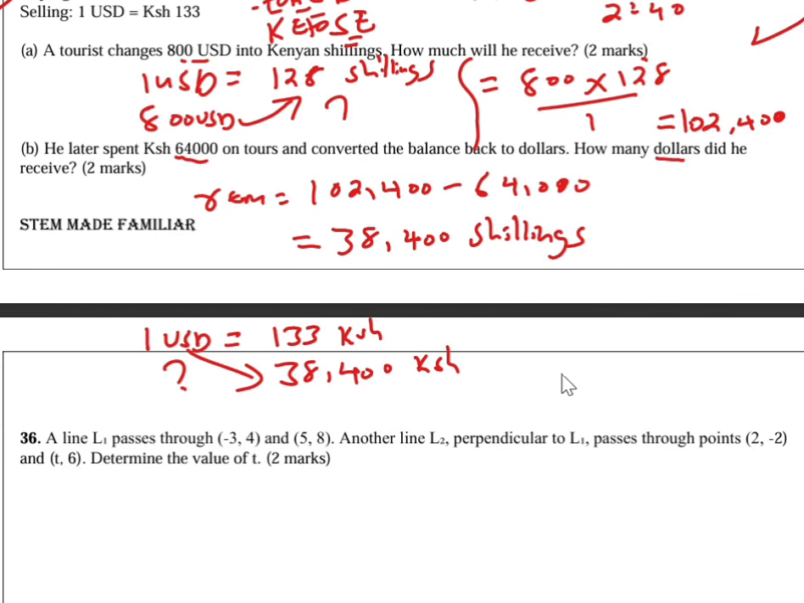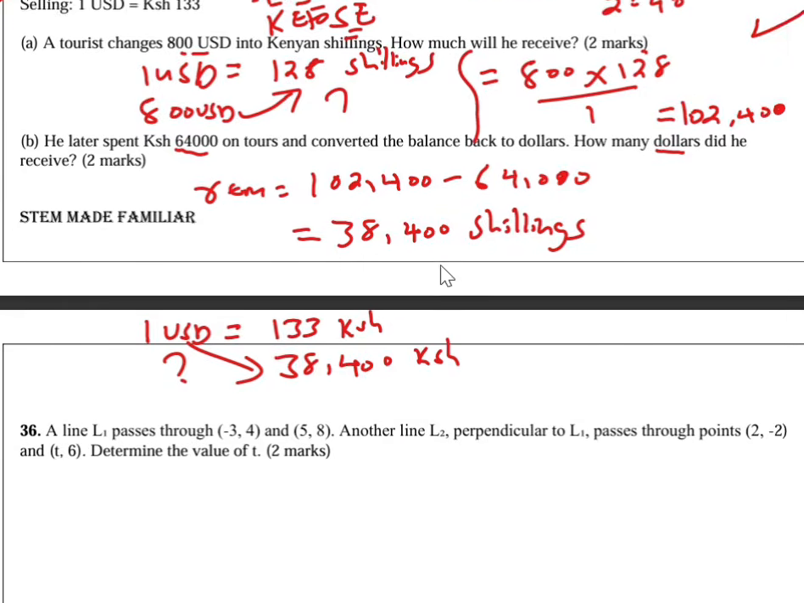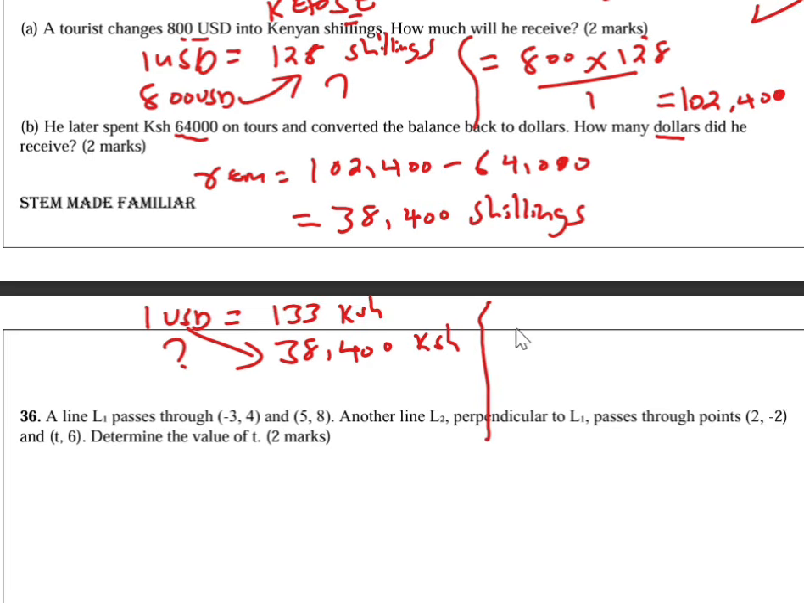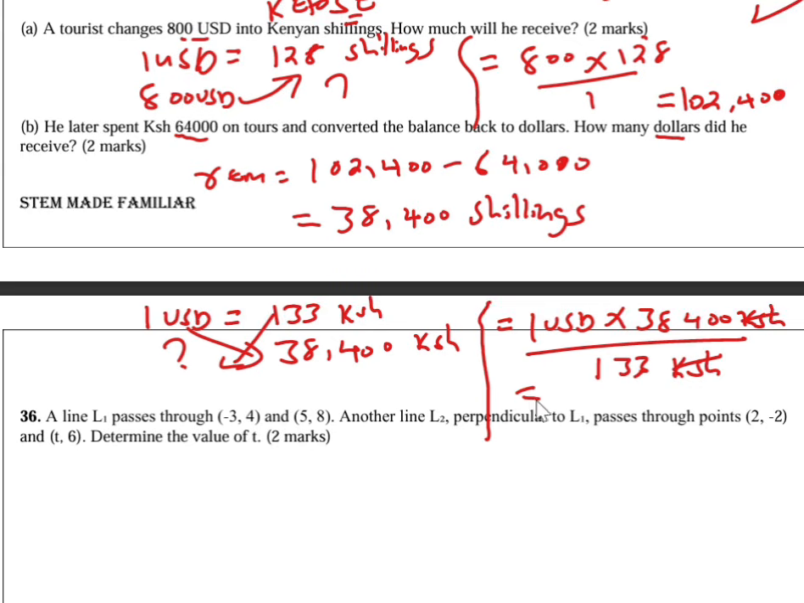So itakuwa ni, maybe you can write here, itakuwa ni 1 USD, can write it in USD, no problem, times 38,400 Kenyan shillings, ndio uone vile ina cancel vizuri. Over, hii inaenda chini, so inakuwa divide by 133 Kenyan shillings. So Kenyan shillings na hii ina cancel. Then 1 times 38,400 is 38,400 and divide by 133.